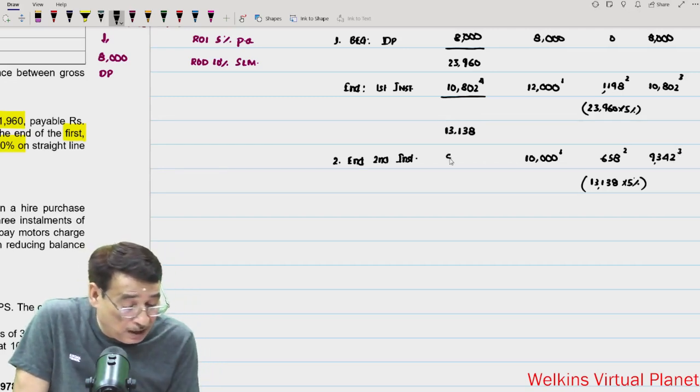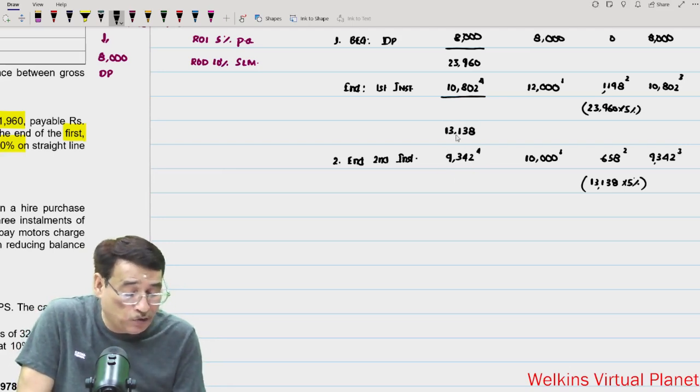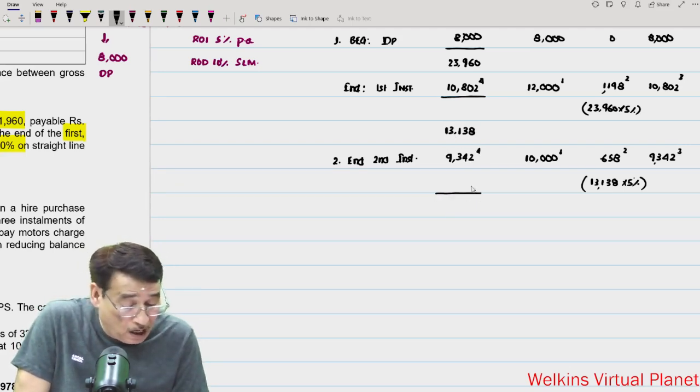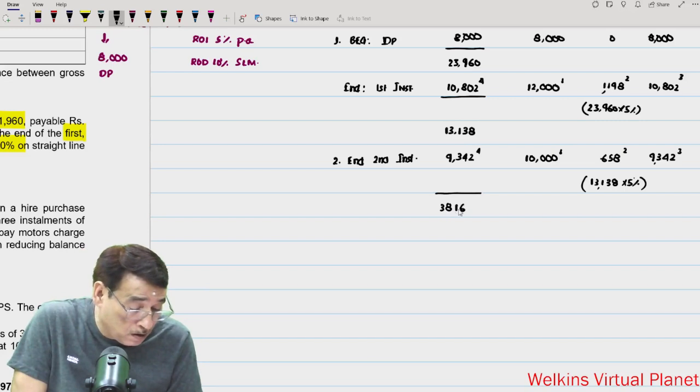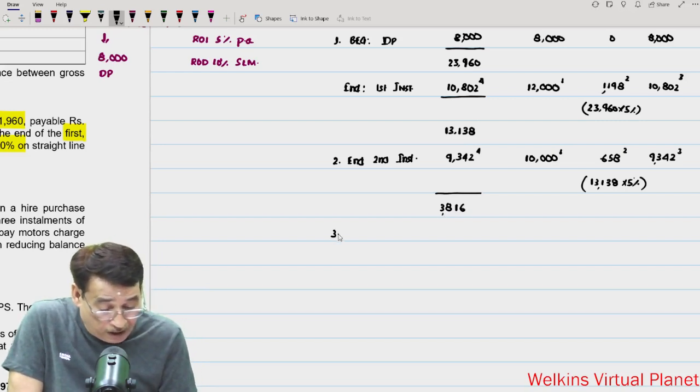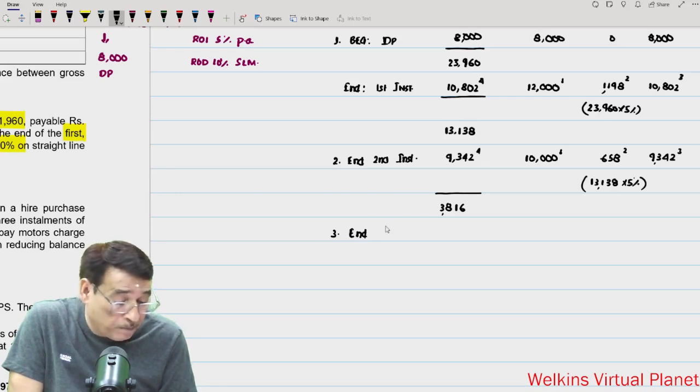Now this 9342 will be subtracted from cash price because you paid this in the current year, this much for cash price. After subtracting it, you will get 3816. Now we have reached the end of the third year end. Now we are going to make the third installment.